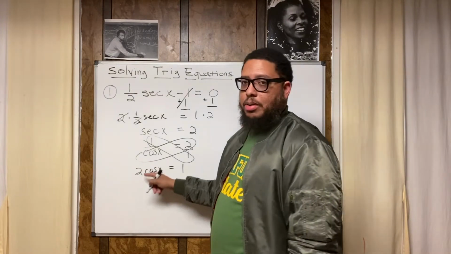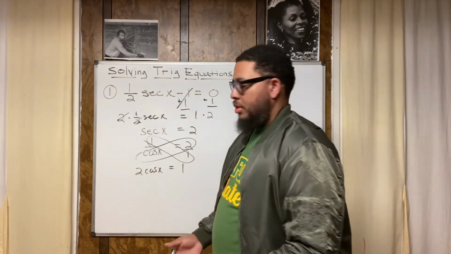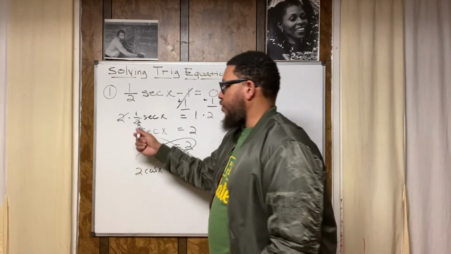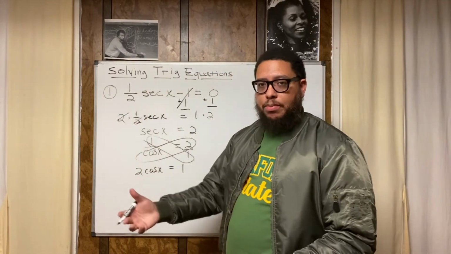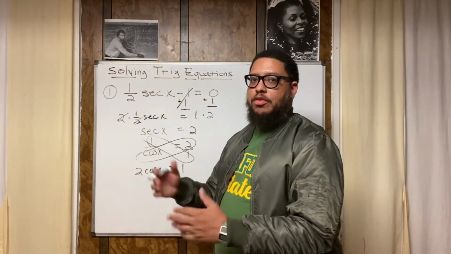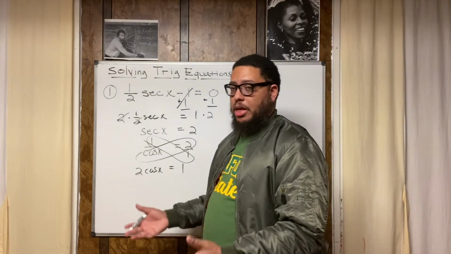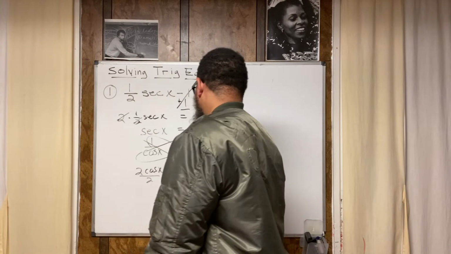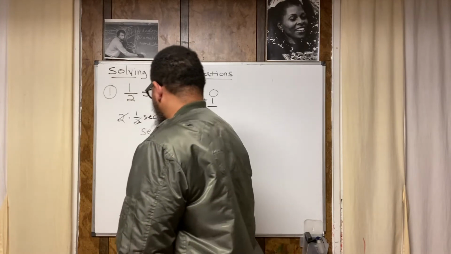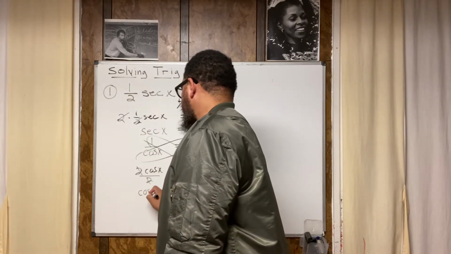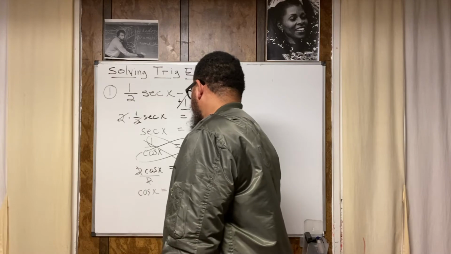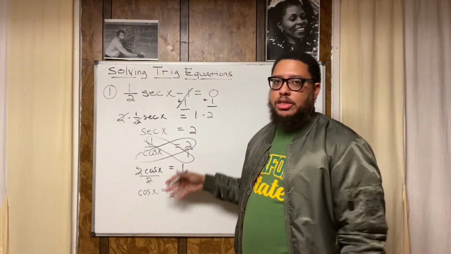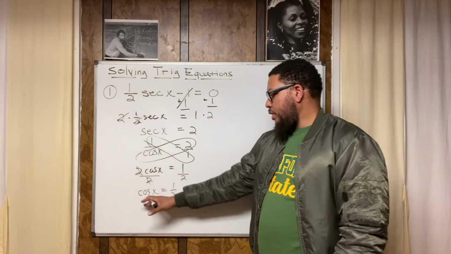Now I'm going to get rid of this 2. The opposite of multiplying by 2 is dividing by 2. Now if we were dividing by a fraction, we would divide by the reciprocal. But 2 is not a fraction, so we're not dividing by the reciprocal. We just divide by the same thing, which is 2. So I divide by 2, divide by 2. These 2's cancel out. That leaves me with cosine of x is equal to 1/2.